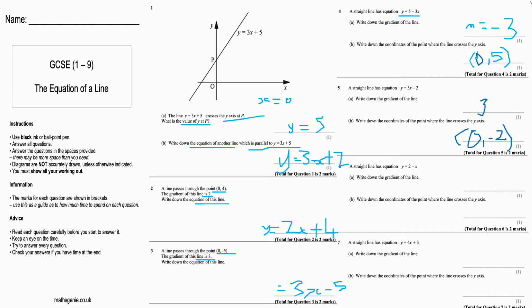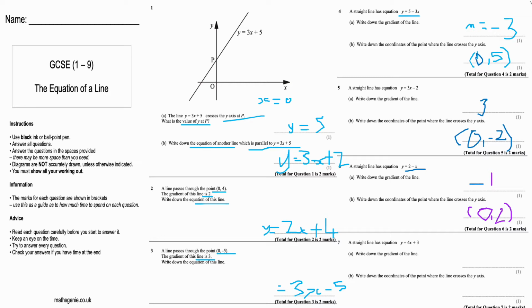This is question number 6. A straight line has the equation y is equal to 2 minus x. Part A, write down the gradient of the line. So it's going to be negative 1. It catches you out there. It's the number in front of the x, which is negative 1. Part B, write down the coordinates of where the point crosses the y-axis. x is 0, y is equal to 2. So it's 0, 2.